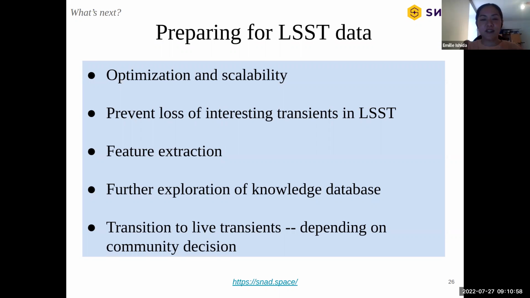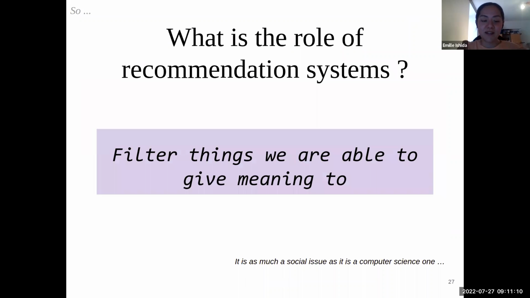Okay, and obviously the next step is to go to live transients, depending on the community decision on it. And this is a very important thing. This is my very last point that I want to talk to you about, because I started this talk talking about what are the roles of recommendation systems, why do the systems exist, and how they can help us do our science better.